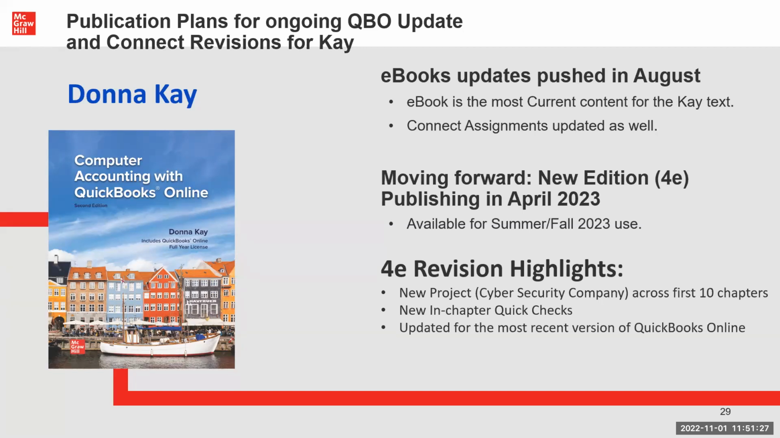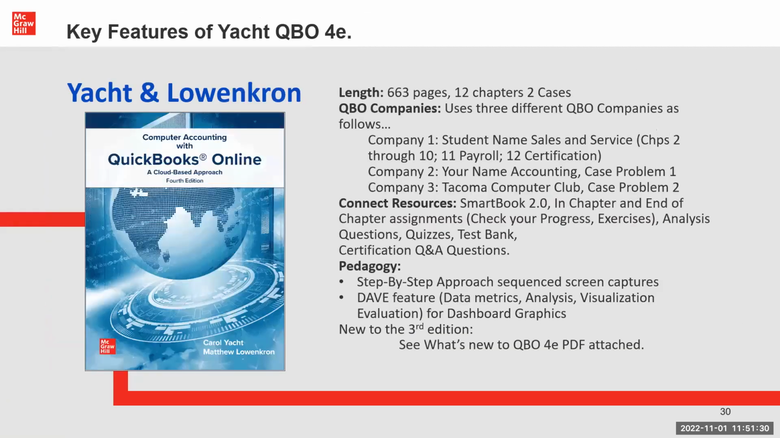If we can move on to the K text, and I can highlight the highlights of this text. Now this is a longer text at 663 pages. It's 12 chapters, and then it's followed by 2 cases. So there are actually 3 companies used in this textbook. Company 1 is the student name sales and services company, and that's in chapters 2 through 10. Chapter 1 kind of uses a test drive, although that's not used consistently then. And then 11 in payroll and 12 for certification. So that's where that company is used.